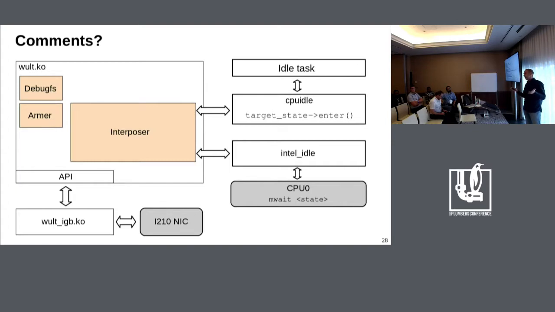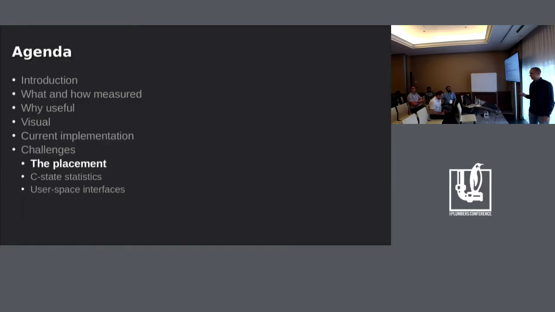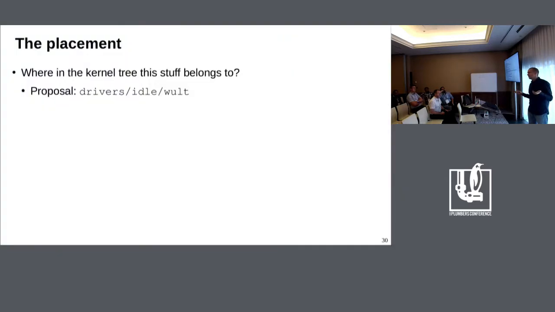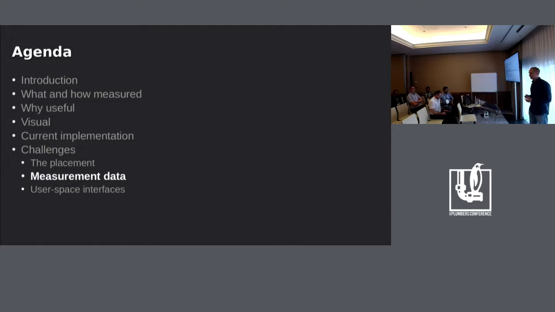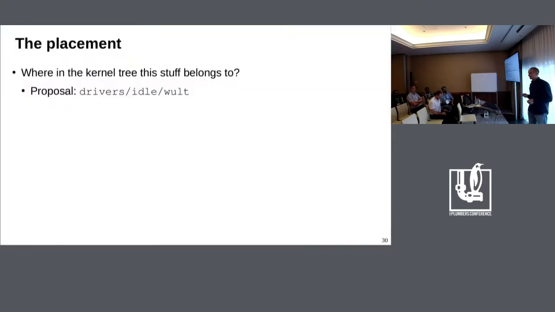I have a list of challenges that I see. I can go through them unless someone has comments, questions, or suggestions. Okay, now I need high-level feedback, as there are lots of details. On a high level, the first thing is: if we were to upstream this, where would it live? Drivers, idle, Wult, something like that. That's what comes to mind. Any other ideas? All those in favor say aye. If there are no comments, then probably it's this, or we'll see.